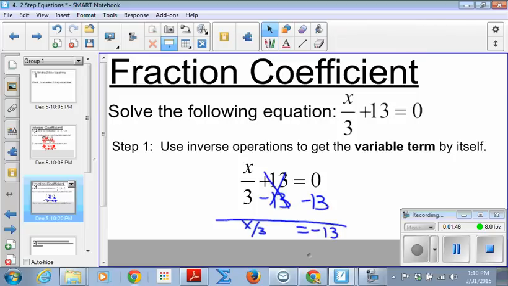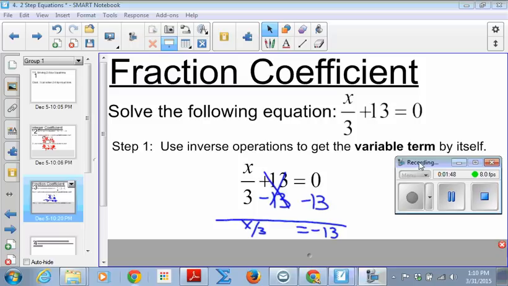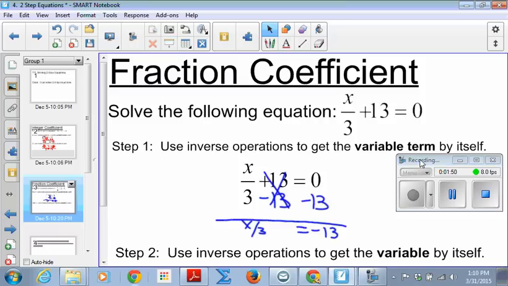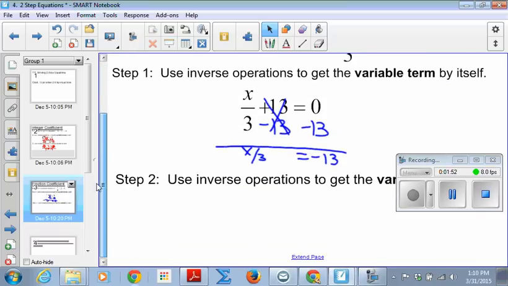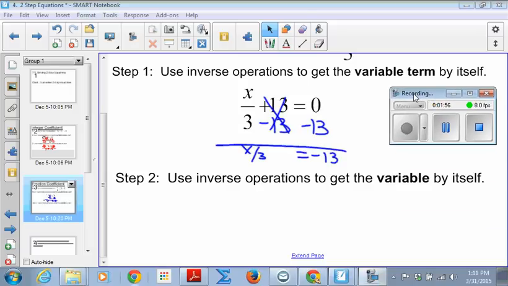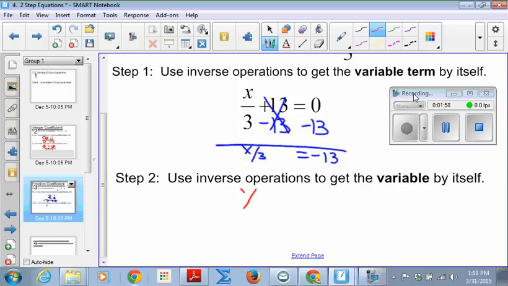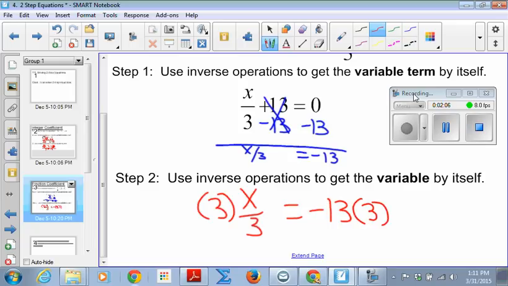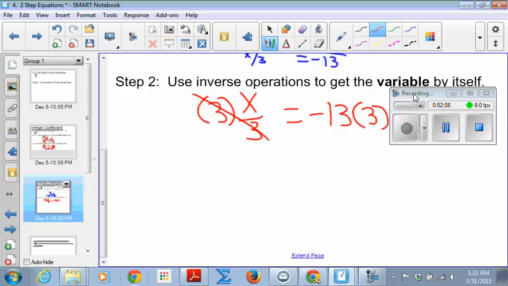Notice the use of negatives in these problems. Expected knowledge, we're going to keep practicing with them. So now that we're here, we get the x by itself, the variable. So x divided by 3. The opposite of divide by 3 is to multiply both sides by 3. That gets rid of that. So we're left with x equals negative 39.